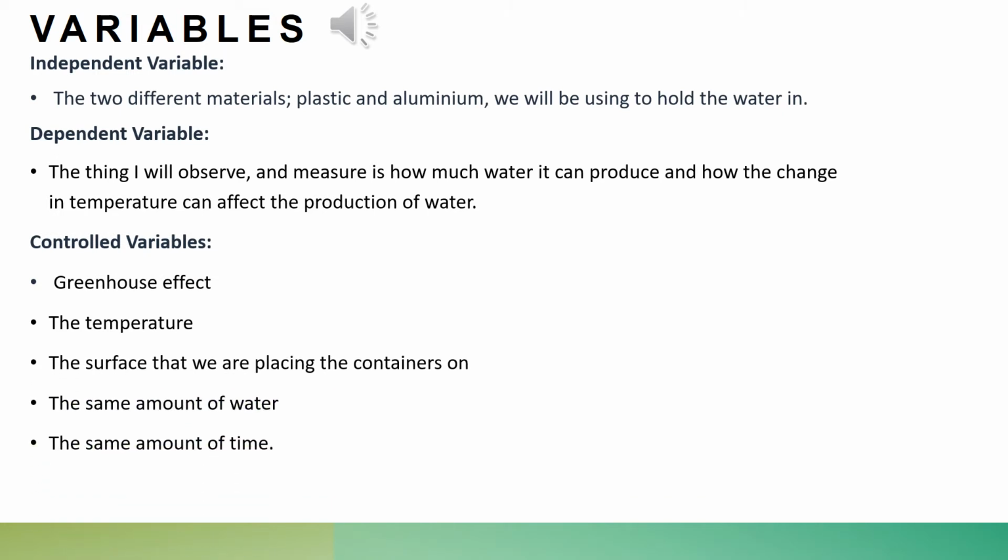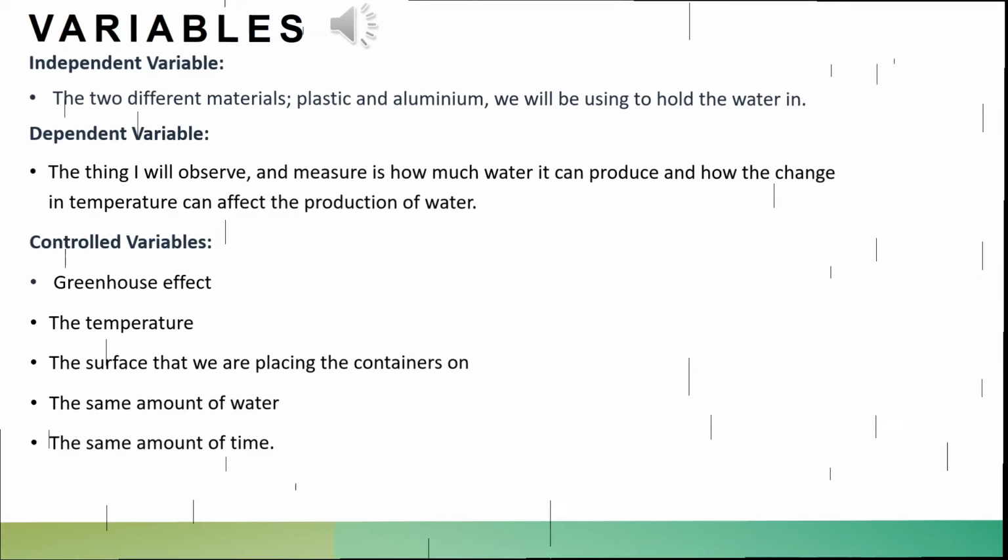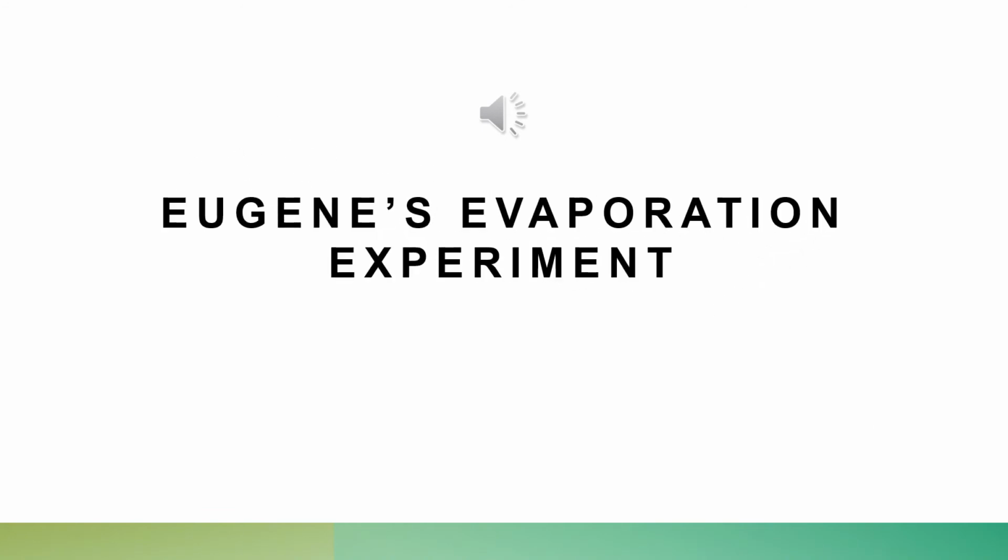Variables. Independent variable. The two different materials, plastic and aluminium, we will be using to hold the water in. Dependent variable. The thing I will observe and measure is how much water it can produce and how the change in temperature can affect the production of water. Controlled variables. The greenhouse effect, the temperature, the surface that we will be placing the containers on, the same amount of water, the same amount of time. Eugene's evaporation experiment.